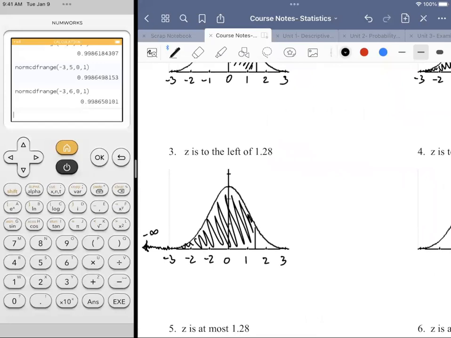All right, so this is the same as saying the probability that Z is between -infinity and 1.28. All right, so we're doing the same thing again. Just we're swapping some things around. All right, so norm CDF range. All right, so my low value is going to be -infinity.